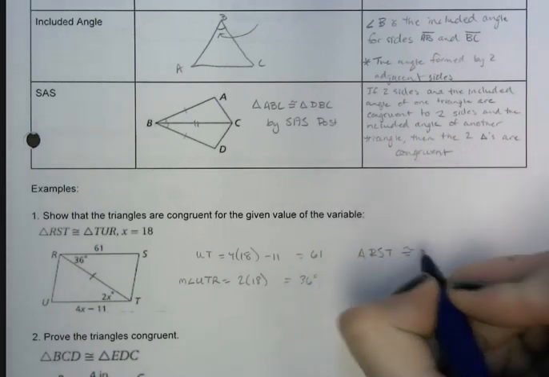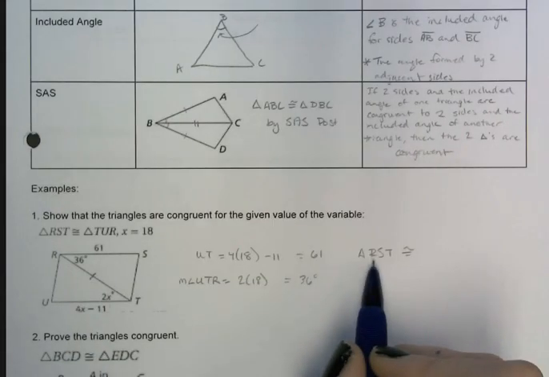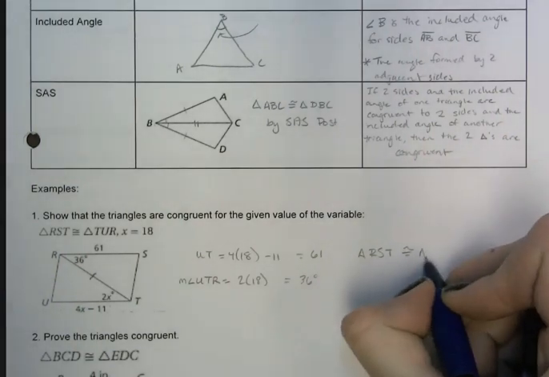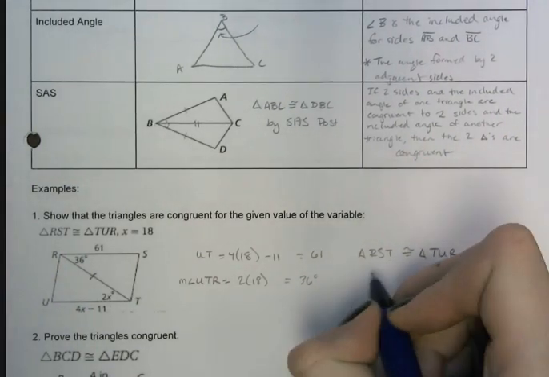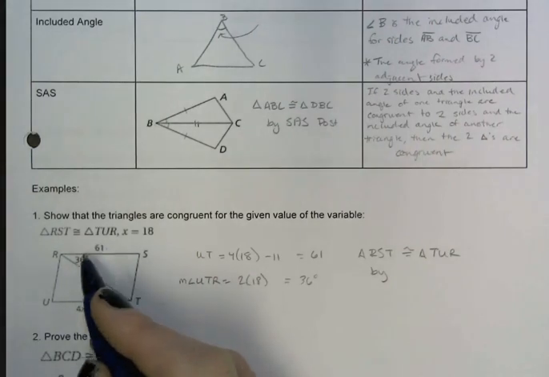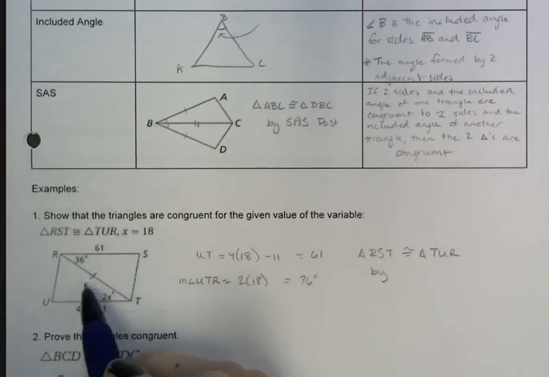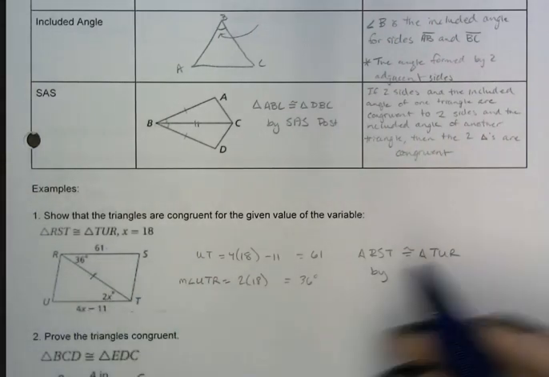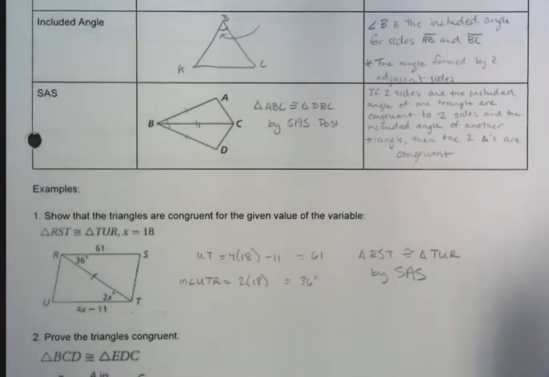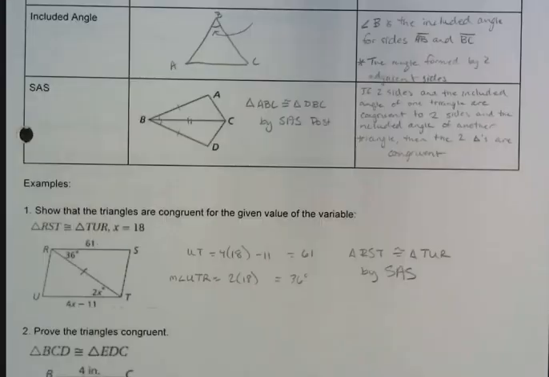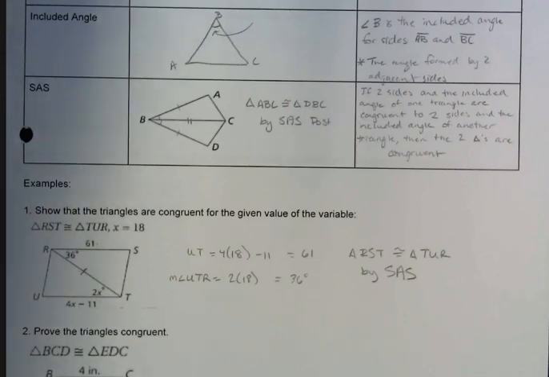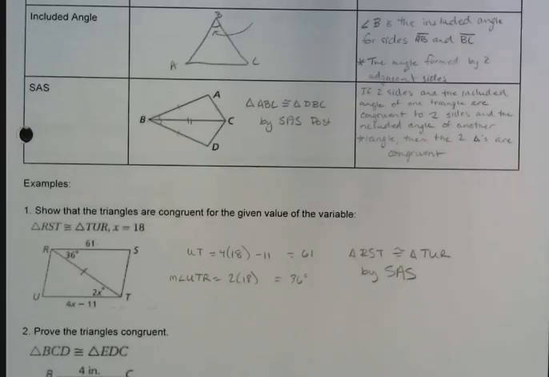Triangle RST is congruent to triangle TUR by, and this was side, angle, side, and this side's also the same, side, angle, side. Something that might be a little bit helpful, you guys, is to use some different colors to show this. Let's see if I can get a couple different colors going here for you. That makes it a little bit easier to see.